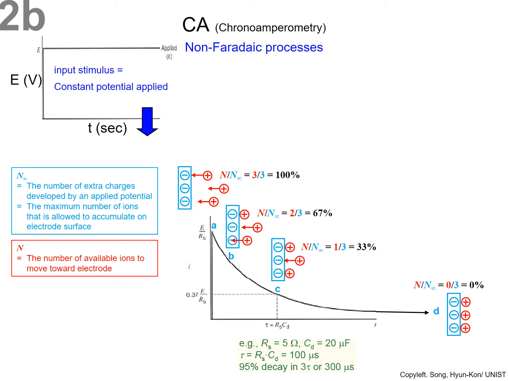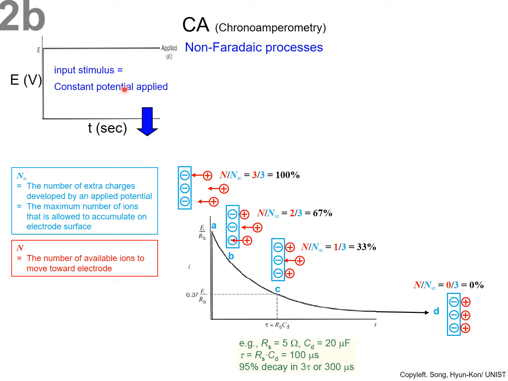You have just finished the voltammetry sections. The voltammetry includes linear sweep voltammetry and cyclic voltammetry for non-Faradaic processes and also Faradaic reactions. This is the second electroanalytical method, which is chronoamperometry. Chrono means time and amperometry means current. So the resultant plot is based on current versus time. Let me start with the non-Faradaic process for chronoamperometry.